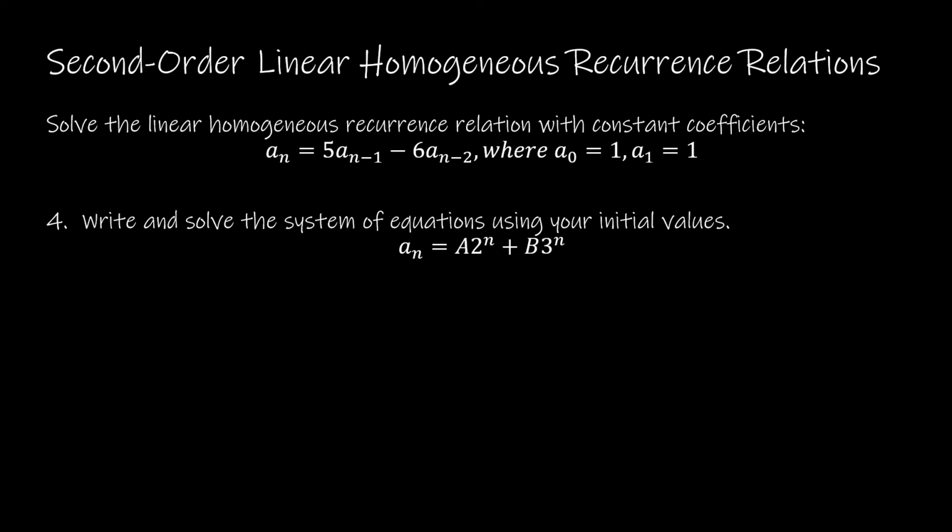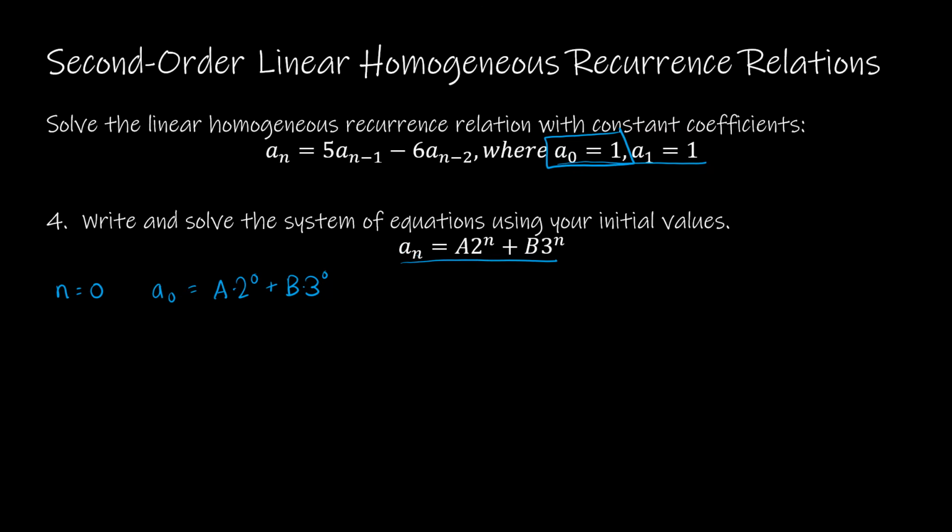Now what we want to do is take what we've just come up with right here, and we're going to use our initial conditions. With n equal to 0, we're going to replace values in this equation with n equal to 0. So essentially a sub 0 is equal to a times 2 to the 0 plus b times 3 to the 0. Well, a sub 0 is an initial condition, and that answer is 1. So that gives me 1.